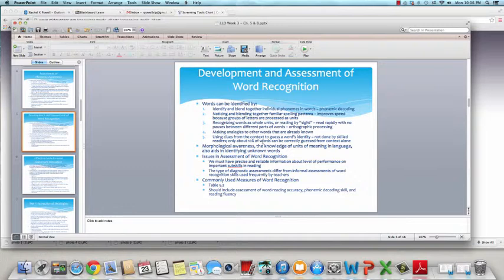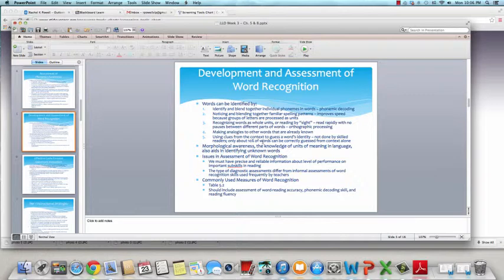And then finally, using clues from the context to guess a word's identity. But this is not done by skilled readers because only about 10% of the words can be correctly guessed from context alone. So you can teach it, but you don't want them to rely on context alone for learning meaning.